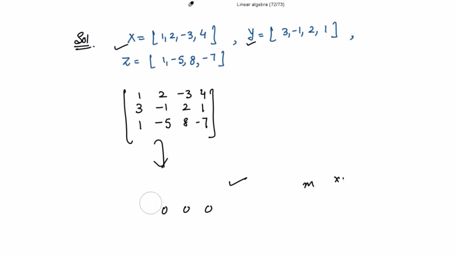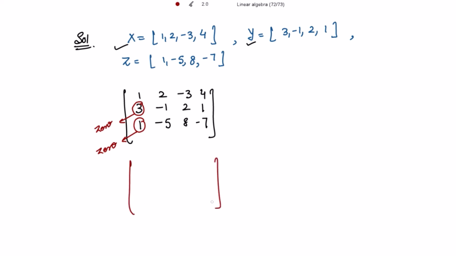So first I need to make this element 0 and also this element 0. I need to get 0, 0 below 1. For that, what operation should I use? To get 0 in place of 3, let's multiply row 1 by 3 and subtract row 2 from this. So changing row 2 by multiplying row 1 by 3 and subtracting row 2 from this, because I need to change row 2, writing row 1 and row 3 as it is.